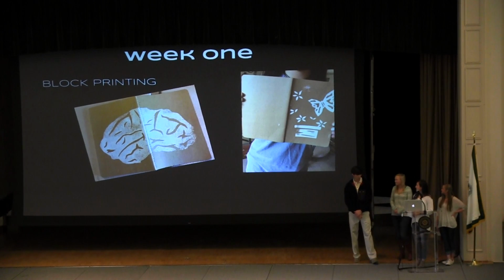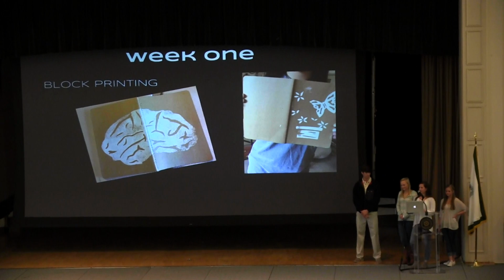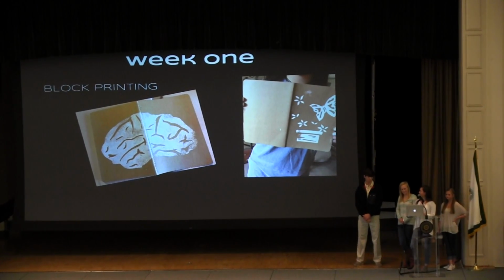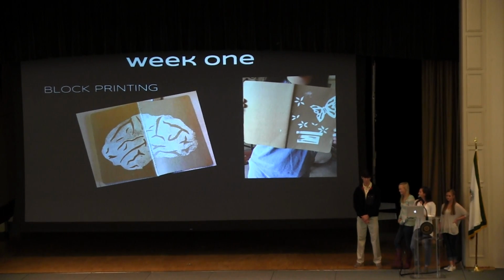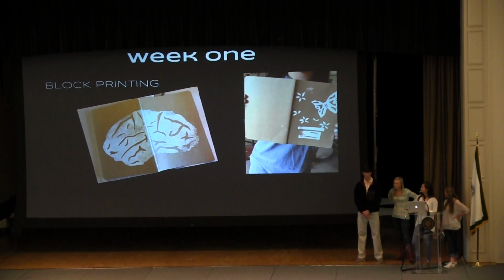Okay, so the first print we did was called block printing, and it's really simple. Basically, you cut foam and roll ink over it and then press it onto your paper or a sketchbook. It's kind of like a stamp, and these are two examples of prints.